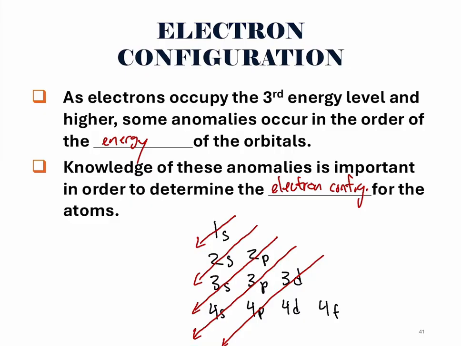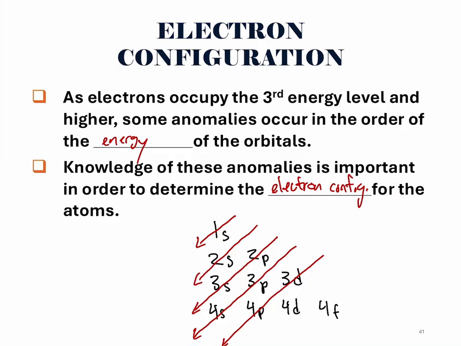Then we get to 3p, and this is where the anomaly starts, right? We fill in 3p, but before we fill in the 3d energy sublevel, we fill in the 4s energy sublevel. And then after 4s, we fill in 3d, and then we fill in 4p after that. Right, so this is the anomaly right here: we fill in the s sublevel of the next principal energy level before we fill in d.